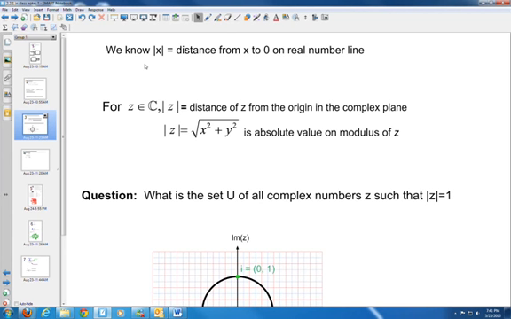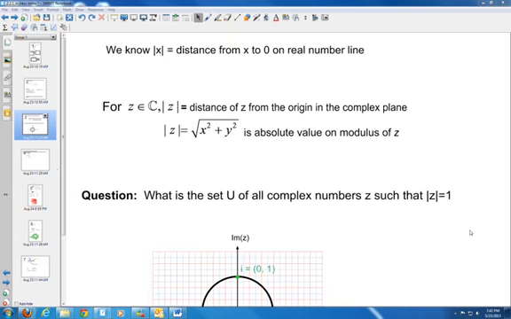Let's talk about some more geometric interpretations of complex numbers. Hopefully you know that the absolute value of x represents the distance from x to 0 on a real number line. Well, for a complex number z, the absolute value of z refers to the distance of z from the origin in the complex plane. So you can think of that as the radius. The modulus of z is the absolute value, which is equal to the square root of x squared plus y squared. Of course, remember this z is in the complex plane.